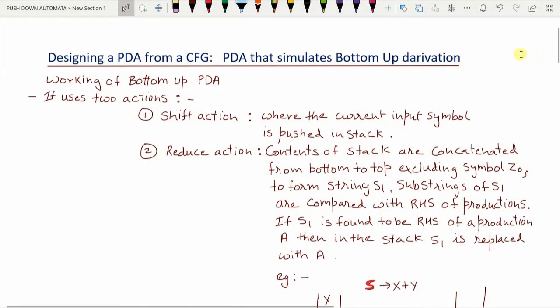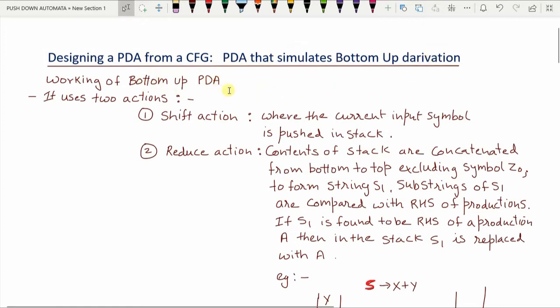In this lecture, we are going to see the second method of designing a PDA given a CFG. In the previous lecture, we have seen one method that simulates top-down derivation. We call that the top-down PDA. Now, in this lecture, we will see the second method of designing a PDA, and that is called bottom-up derivation, and the PDA that we get is called the bottom-up PDA.